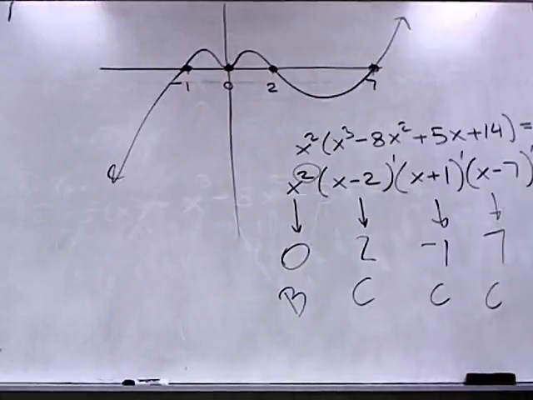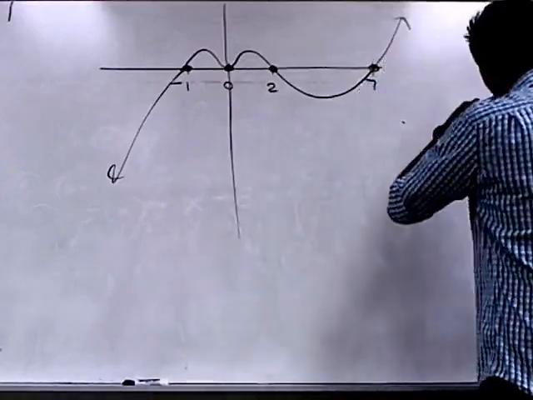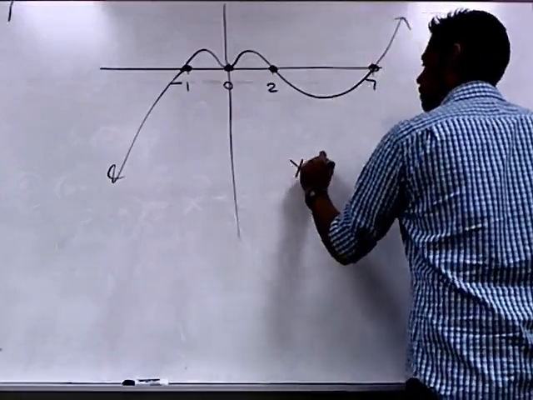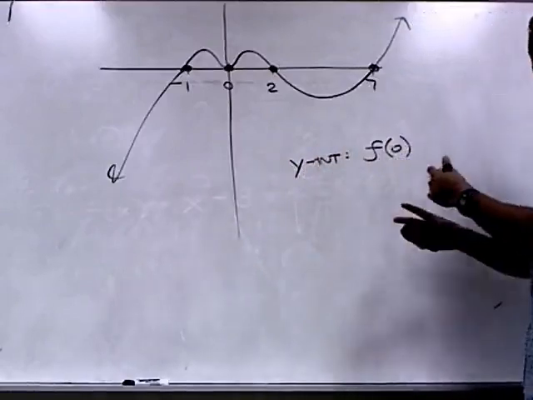So even if the y-intercept is 14, you still... The y-intercept is not 14, though. Oh, it isn't? No, because remember, to find the y-intercept, what do we do? We figure out what f of 0 is. That means we plug 0 into the function.